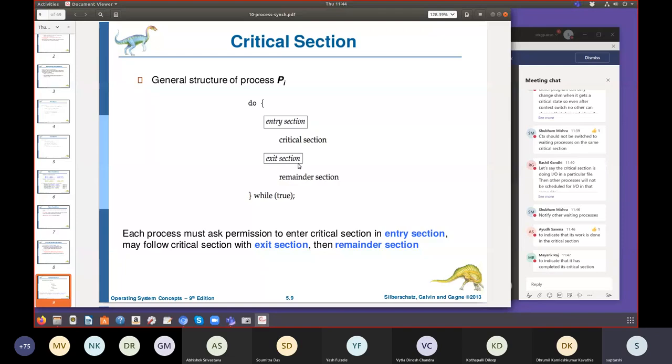Okay, so in the entry section, PI should check if someone else is in the critical section. If not, it should indicate that I am going to start my critical section. That is the purpose of the entry section. And in the exit section, PI should indicate that I am done executing my critical section, so that other processes can execute their critical section and so on. And the rest of the program is called the remainder section. Okay. So this is the main distinction of the program. Critical section is the part which we want to guard, and therefore something needs to be done before it and something needs to be done after it.